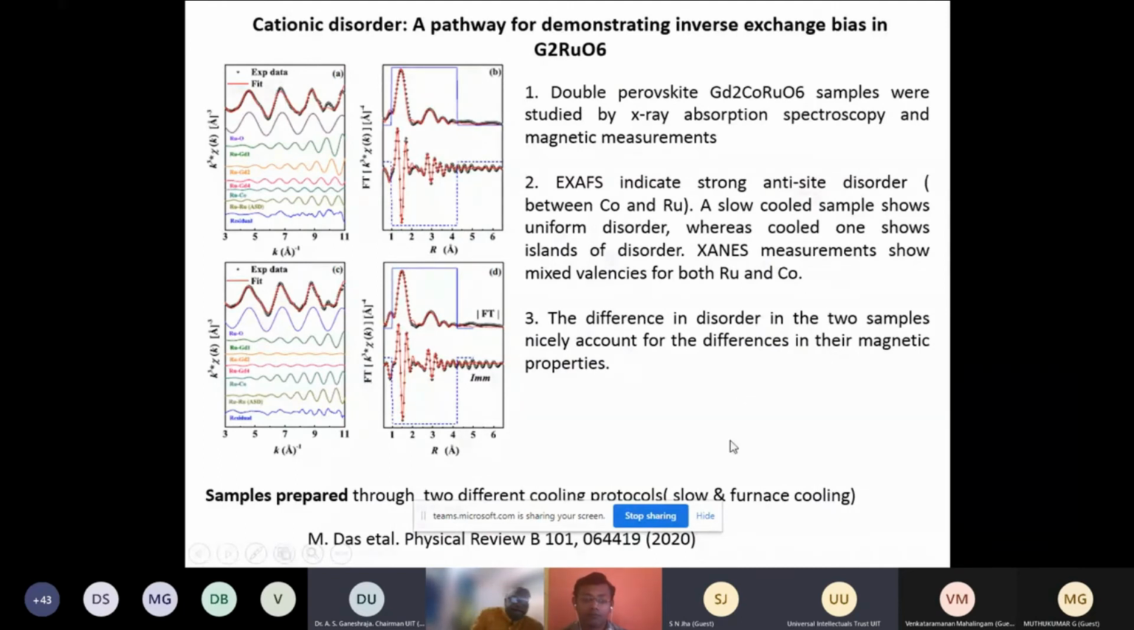So various models have been suggested by simulating the various scattering paths, starting from Ru-O to Ru-Ru, so that the best fitted curve is plotted here. And using this analysis, this is the conclusion confirming the strong anti-site disorder in the sample. And this was published in PRB recently.